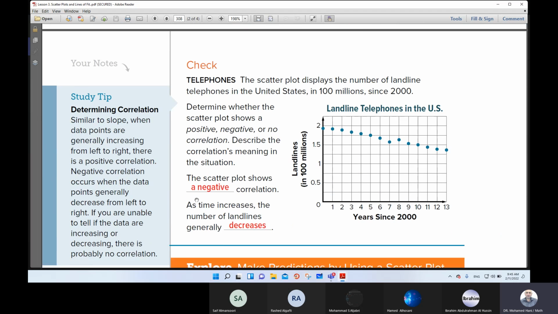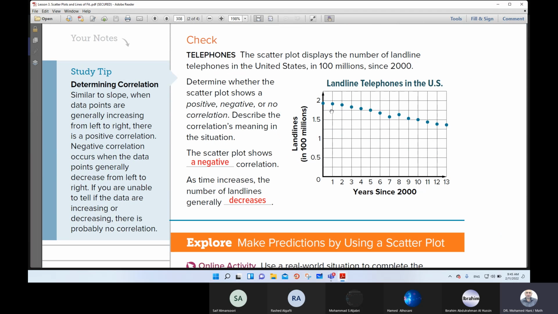In the second case here, if you study the values of x at each point, we have increases in the x, but in the y we have decreases. And from the points here, as you see, we have decreases, which means this is negative. This is negative correlation.